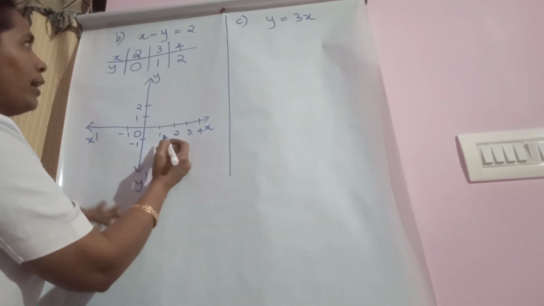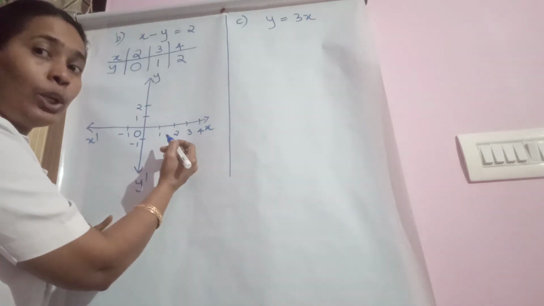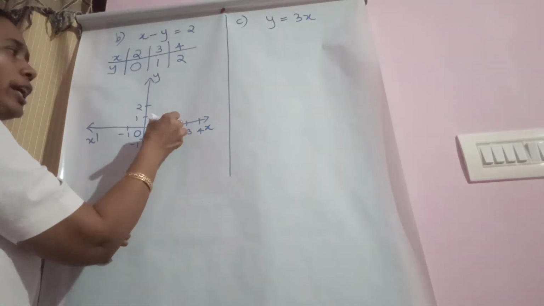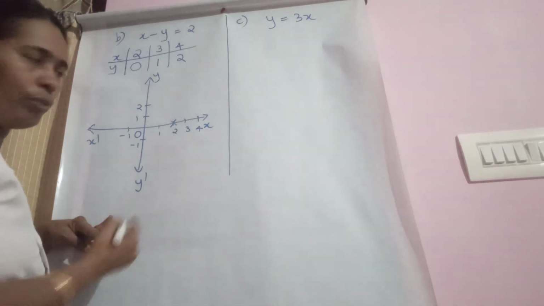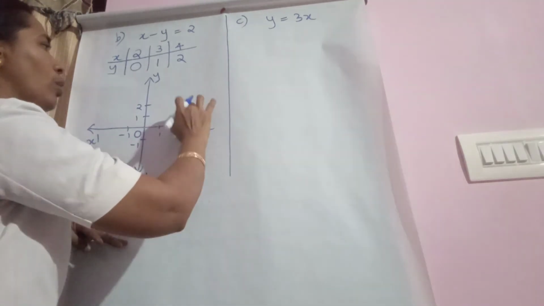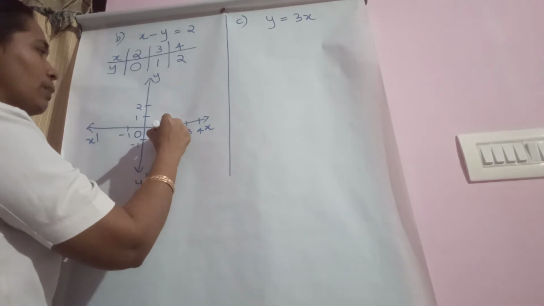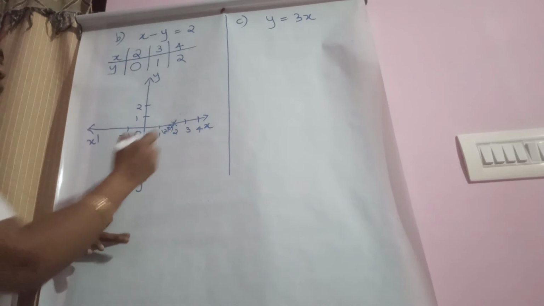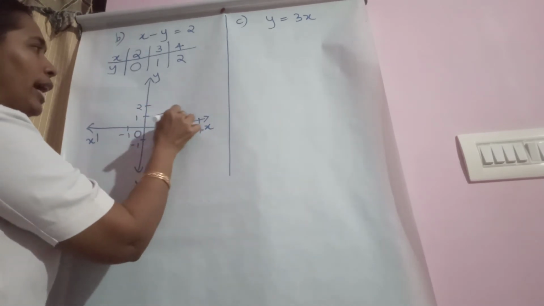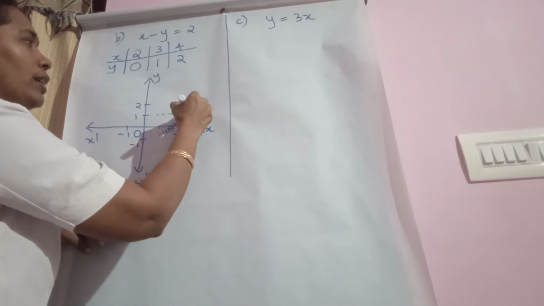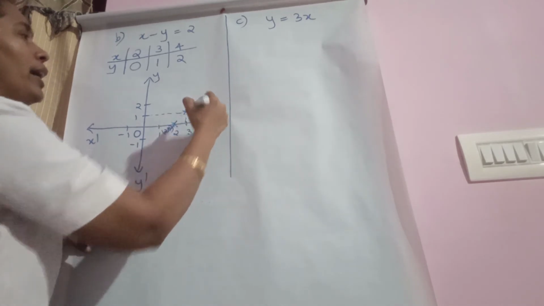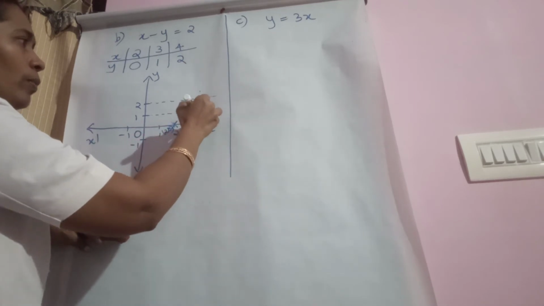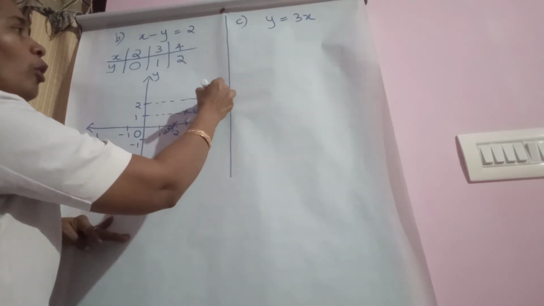Now start marking. The first value is x 2, y is 0. x 2, y 0 means this point itself: 2, 0. If you write like this way, there is a small problem that arises. Next point is 3, 1. x 3 but y 1. This is the point 3, 1. Next point 4, 2. Here is the point 4, 2.